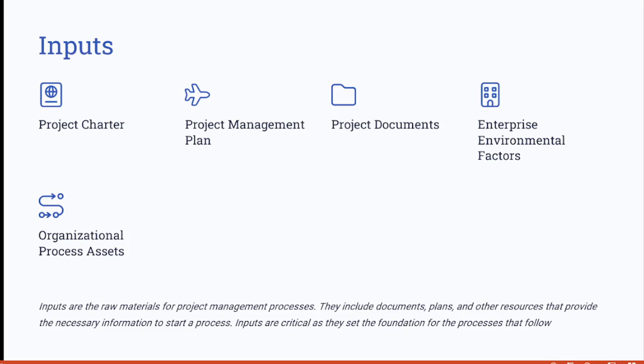Another example here is the develop project charter process, which is part of the initiating group. Inputs include the business case and the agreements, which, don't worry, we are going to cover in detail in the next sessions. And these documents provide the justification for the project and outline the initial agreements between the stakeholders.